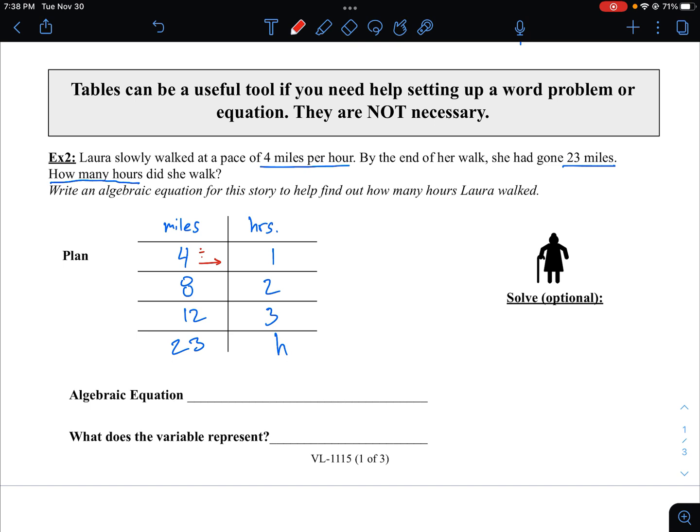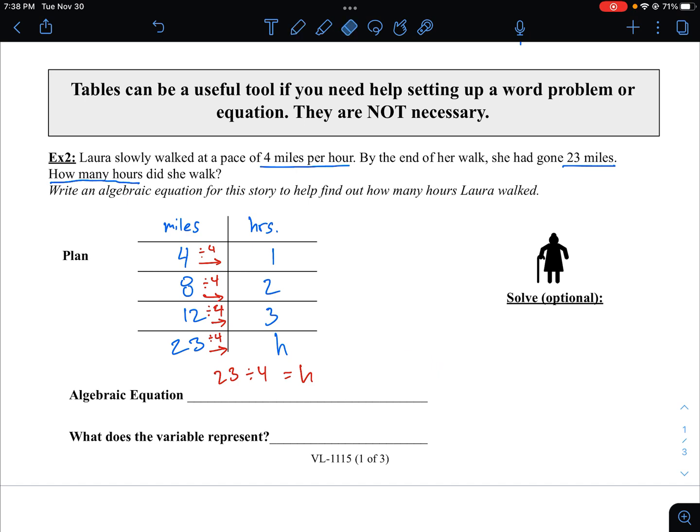How about dividing by 4? 4 divided by 4 equals 1, right? Let's see, does that apply with 8 divided by 4? Yeah, 8 divided by 4 is 2. What about 12 divided by 4? Does that equal 3? It does. 12 divided by 4 is 3. So what should I do to 23? Well, I should divide that by 4, and that's going to get me h. So that's one of my equations. It's 23 divided by 4 equals h. That's kind of the better way of writing it, but it's okay.